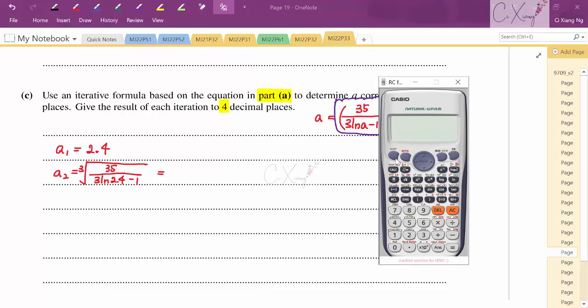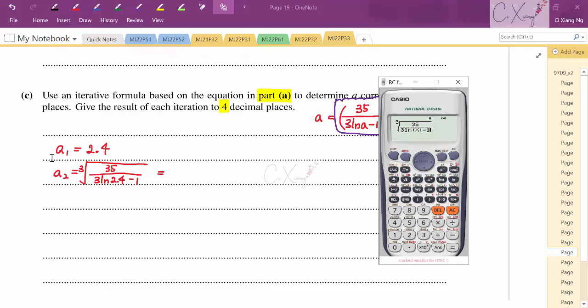The cube root, right? So shift this one. Okay, the cube root of 35. Then the denominator is actually 3 ln A. So for A, we just put it as an X here, and then minus 1.